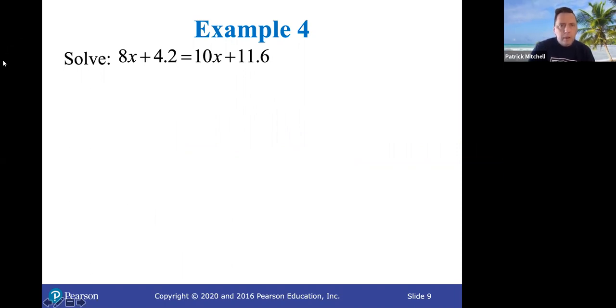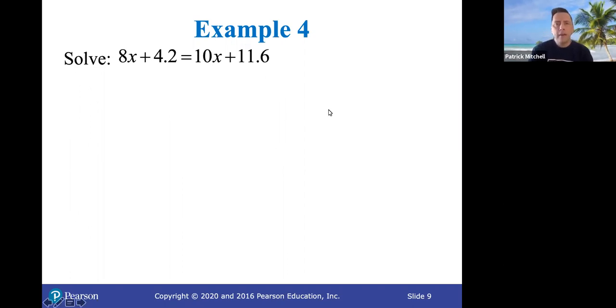Okay. Hang on just a second. Yeah, I had something on my screen that was blocking that. 8x plus 4 2/10 equals 10x plus 11 6/10. This is another one that you could try if you're feeling frisky. So it's kind of like the last example. Here's an apple, there's an orange. There's an apple, there's an orange.